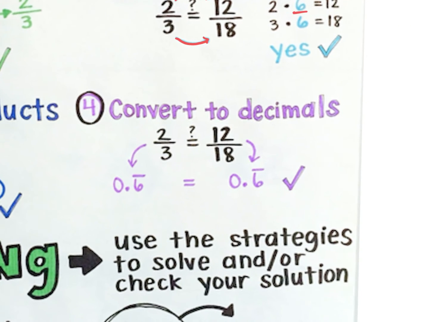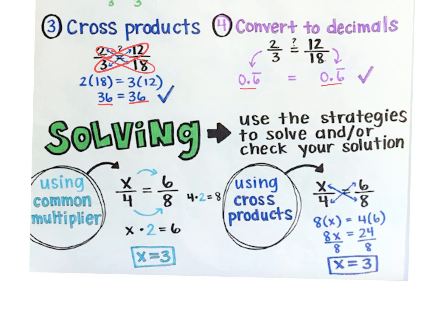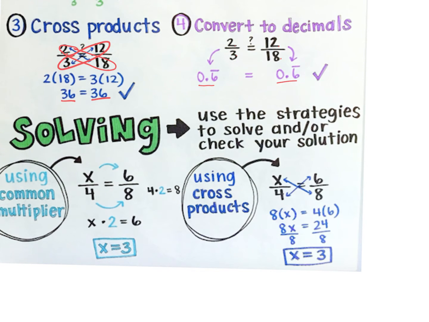My last method would be to convert them to decimals, which we don't use as frequently. To convert a ratio that's in fraction form into a decimal, we can just divide the numerator by the denominator, and if you use your calculator to do that with both ratios and they're equivalent, then those two ratios are proportional. Most of the time we're not going to be checking two ratios to see if they're proportional. We're going to use one of these strategies to solve for a missing piece in a ratio.